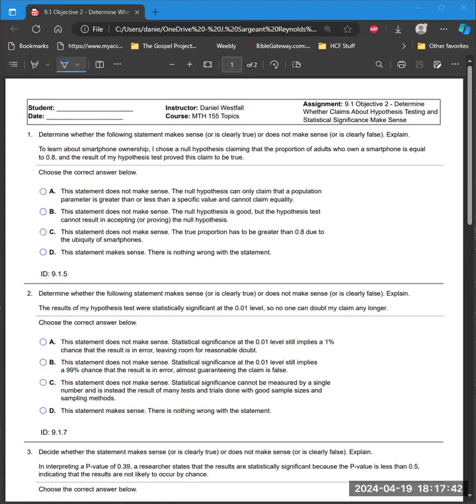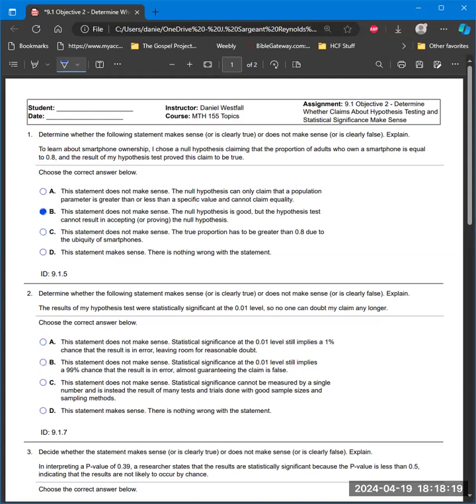To learn about smartphone ownership, I chose a null hypothesis claiming that the proportion of adults who own a smartphone is equal to 0.8%. And the result of my hypothesis test proved this claim to be true. No, you can't say that it proved it to be true. So that doesn't make sense. The null hypothesis is good, but the hypothesis test cannot result in accepting or proving the null hypothesis.